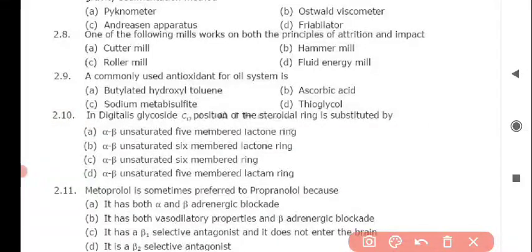So next question: which one of the following mills works on both the principles of attrition and impact? The correct answer is option D, that is fluid energy mill. Next question: a commonly used antioxidant for oil systems is. The correct answer is option A, butylated hydroxy toluene.